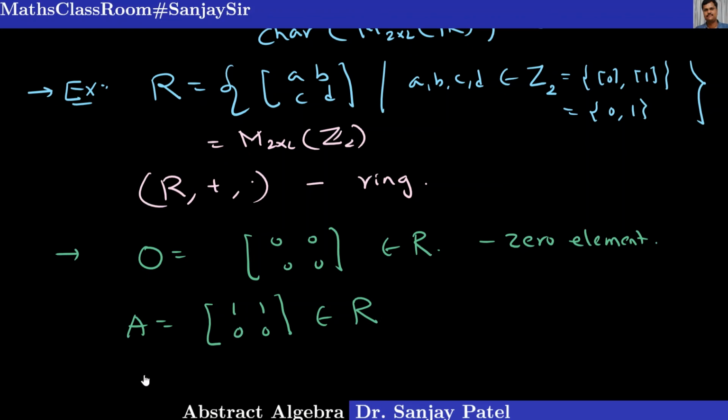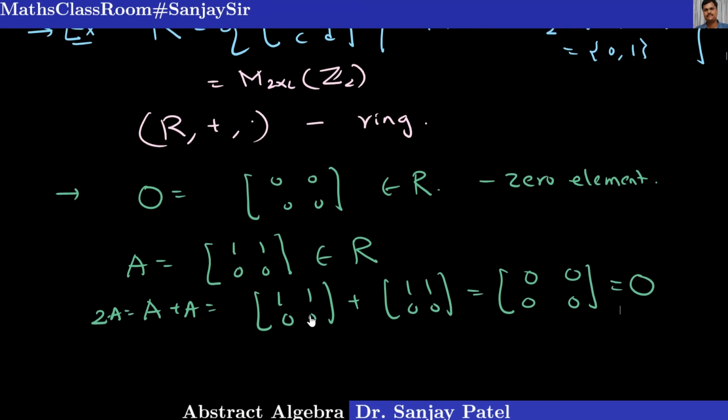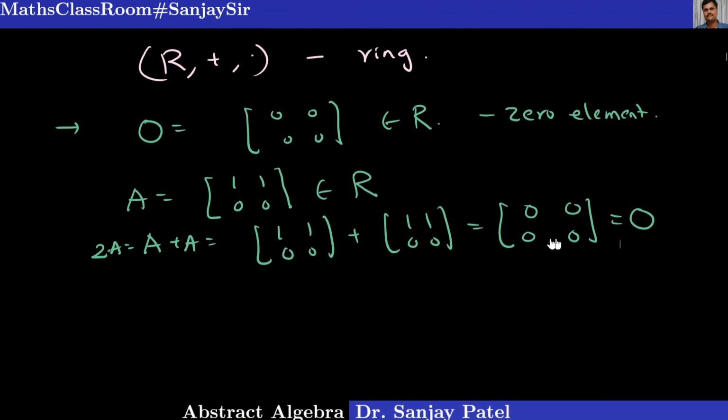Now if I take A plus A, that is 2 times A, what I will get is [1 1; 0 0] plus [1 1; 0 0]. By adding these two, 1 plus 1 is equal to 2, but 2 is equal to 0. Again 1 plus 1 is 2 and 2 modulo 2 is 0. 0 plus 0 is 0, 0 plus 0 is 0. So we are getting 0 here, so we have 2 times A equal to the 0 element.